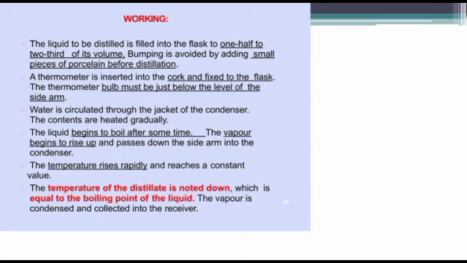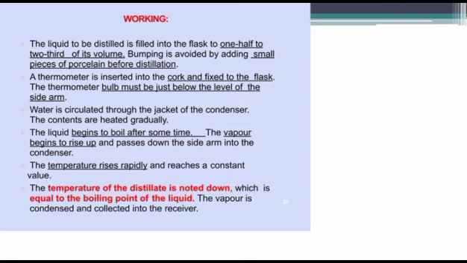Working: the liquid to be distilled is filled into the flask one half to one third. Small pieces of porcelain are put in before distillation. A thermometer is inserted through a cork and fixed to the flask. The thermometer bulb must be just below the level of the side arm. Water is circulated in the jacketed condenser. The liquid begins to boil after some time. Then the vapor rises up the side arm into the condenser.